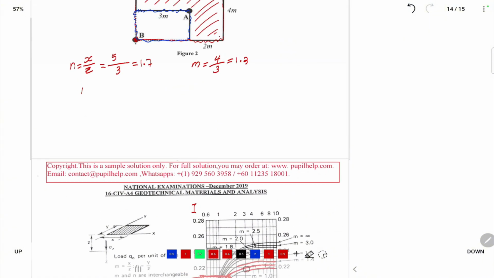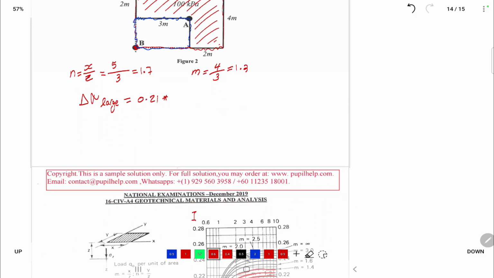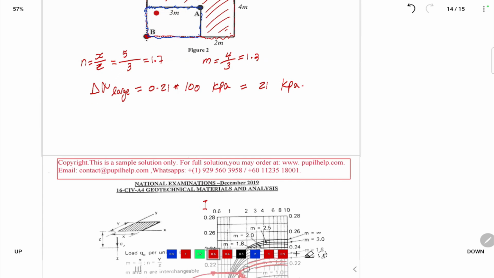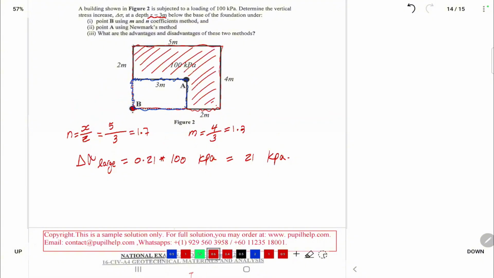So the increase in stress from the large rectangle is 0.21 multiplied by the loading from the building, which is 100 kPa. Here you can compute it to be in kPa. Now deduct this one, the same way, with the same method.